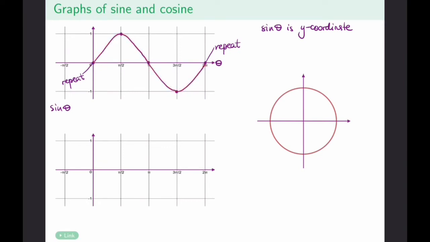For the graph of the cosine, the way to derive it is going to be very similar. Remember that cosine is the x-coordinate, so I'm going to leave this up to you to produce the corresponding points on the graph of the cosine and think about how the point travels around the circle and what that means for the x-coordinate as it goes from one quadrant to the next.